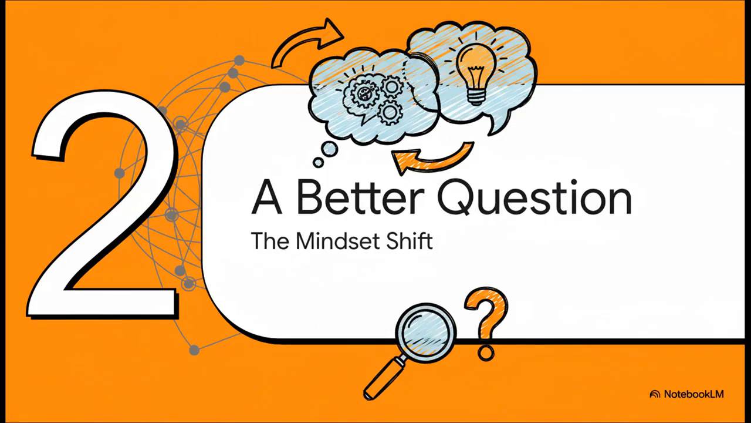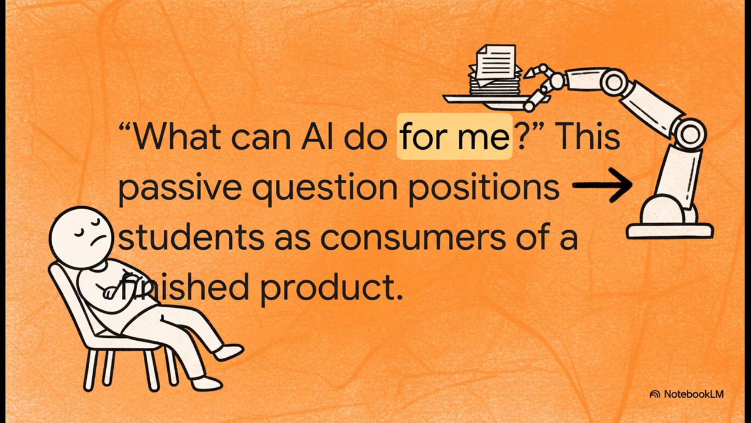So, here's the crucial point. How do we get our students to move from that left column over to the right? Well, the secret isn't in blocking websites or trying to find better plagiarism detectors. It's actually in helping them ask a fundamentally better question. This right here, this is the old question. This is the one that leads directly to that answer machine mindset. What can AI do for me? See how passive that is? It puts the student in the position of just being a consumer of a finished product. And it's really the root of the problem we're all trying to solve.